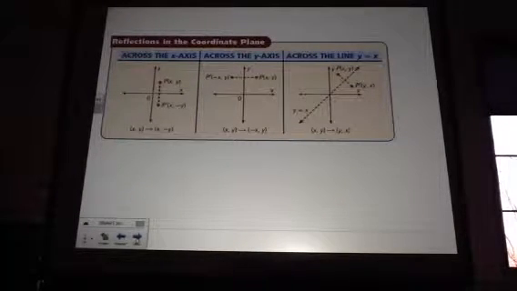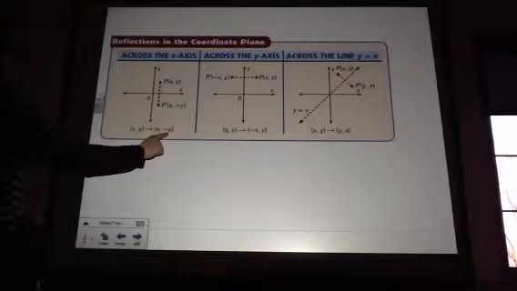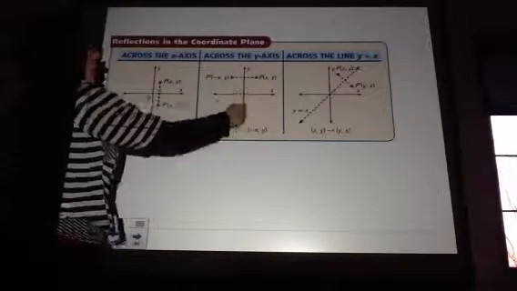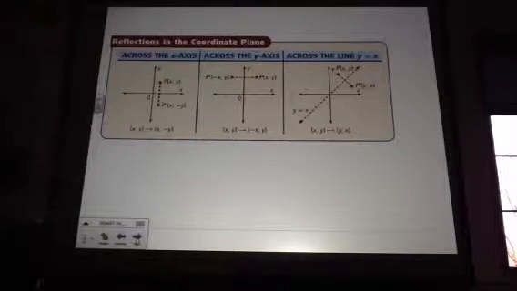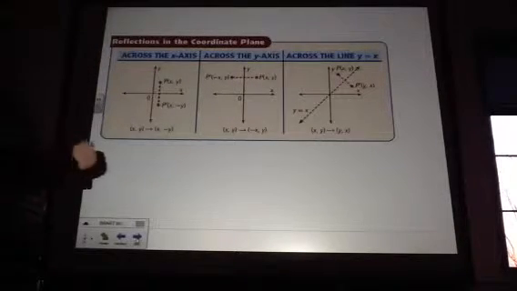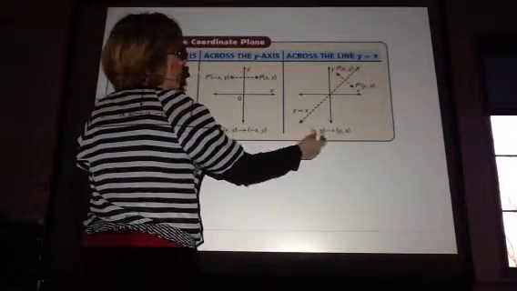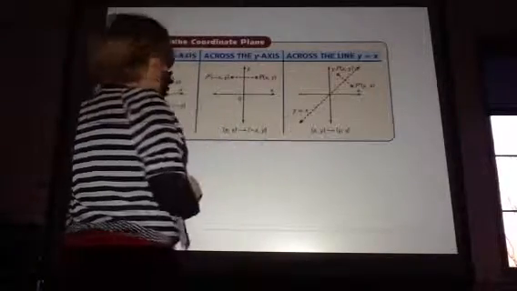Okay, reflection in the coordinate plane. And we've talked about this before. When the line of reflection is your x-axis, the coordinate that changes is the y. The x-coordinate stays the same, the y-coordinate goes to its opposite. If it's a reflection across the y-axis, your x is the opposite and your y stays the same. If the reflection line is y = x, this diagonal line right here, then your coordinates change. So instead of (x, y), you have (y, x).